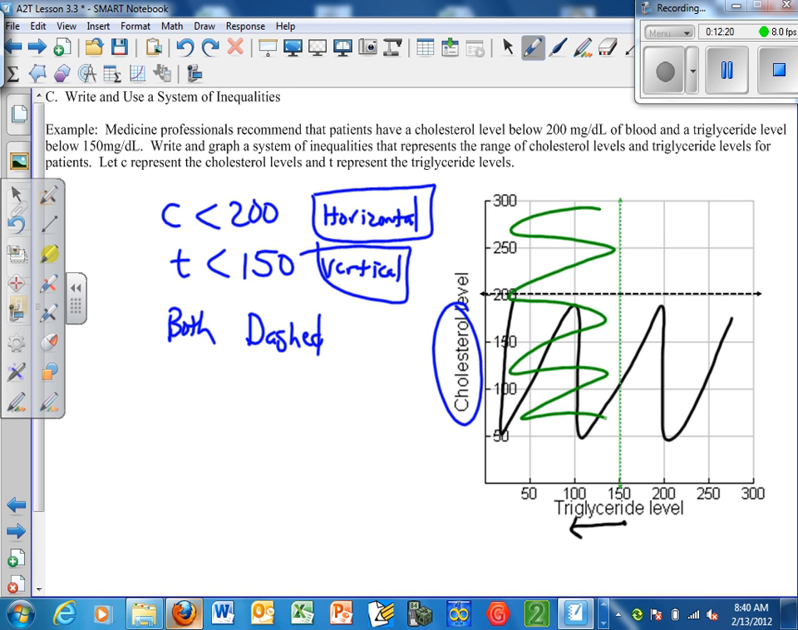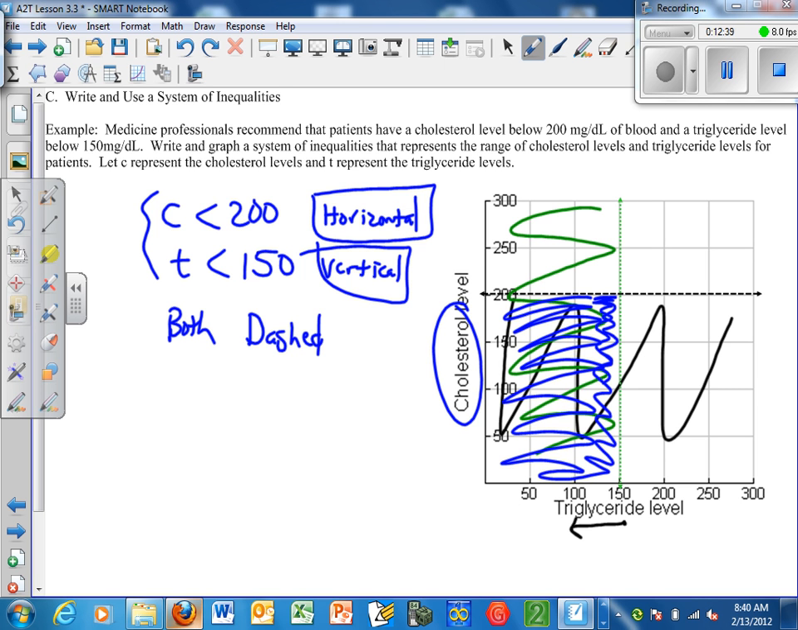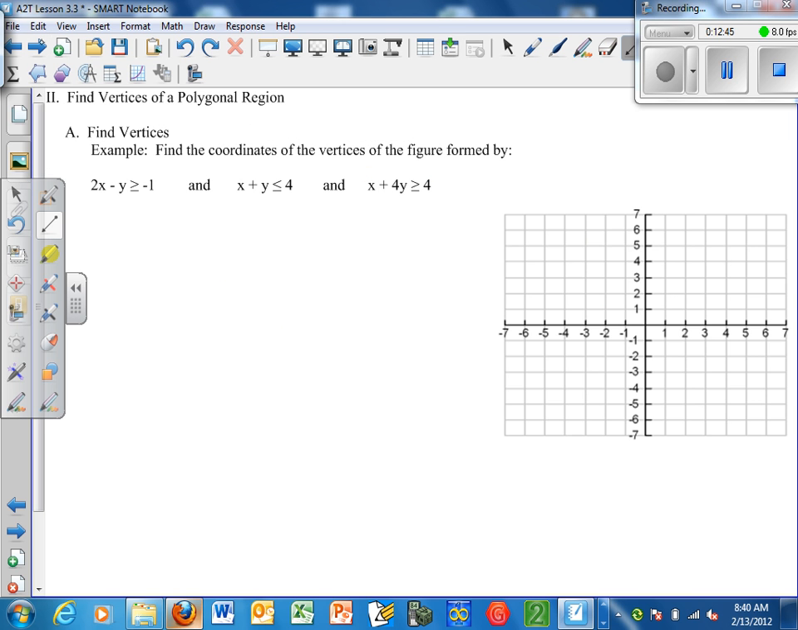So we're right here. Now, where's the solution region? I'm going to make it blue. Where both of these are true. Well, that would be where I have shaded red or green and black. So basically, it's up to each of the dashed lines. Which means any of those levels would fit both of them. So that's an example with horizontal and vertical.